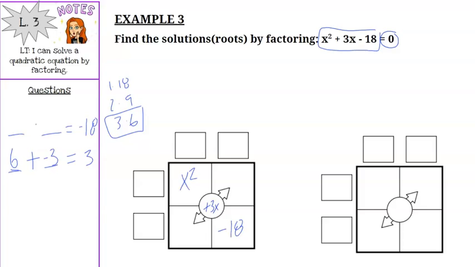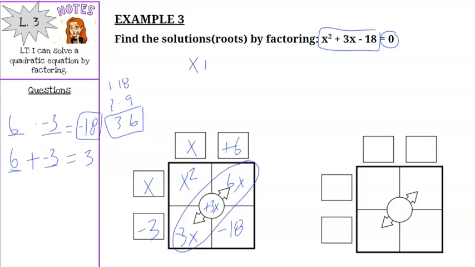So that means I need to use a 6 and a negative 3, and if we check, 6 times negative 3 does make negative 18. So let's test it out. X plus 6, and then x minus 3. X times x is x squared. X times 6 is 6x. X times negative 3 is negative 3x. Negative 3 times 6 is negative 18, and 6x minus 3x makes that positive 3x. Awesome, now we have our factors.